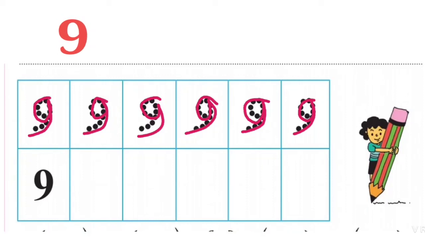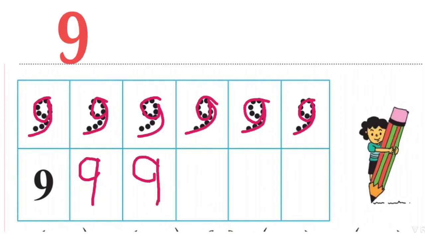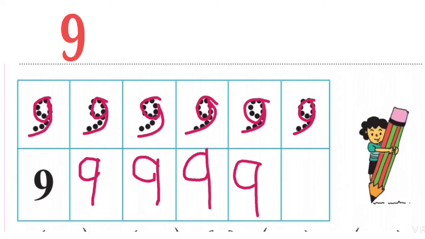Now we have to write 9 in these empty boxes. Let's write. Say while writing. 9. 9. 9. Have you done? Very good. Very nice. So dear students, in this video we learned number 9.